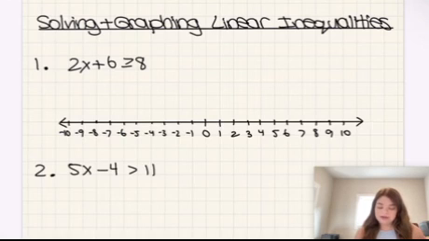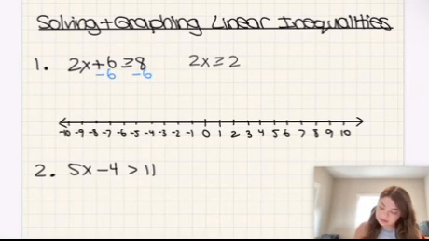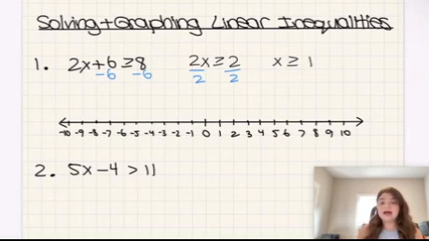Okay, so let's start with this first one here. 2x plus 6 is greater than or equal to 8. First we want to subtract 6 from both sides, so I'm going to do that. And if we do that, we're going to get 2x is greater than or equal to 2. Then I'm going to divide both by 2, and we're going to get x is greater than or equal to 1. So in this case, the sign didn't change.